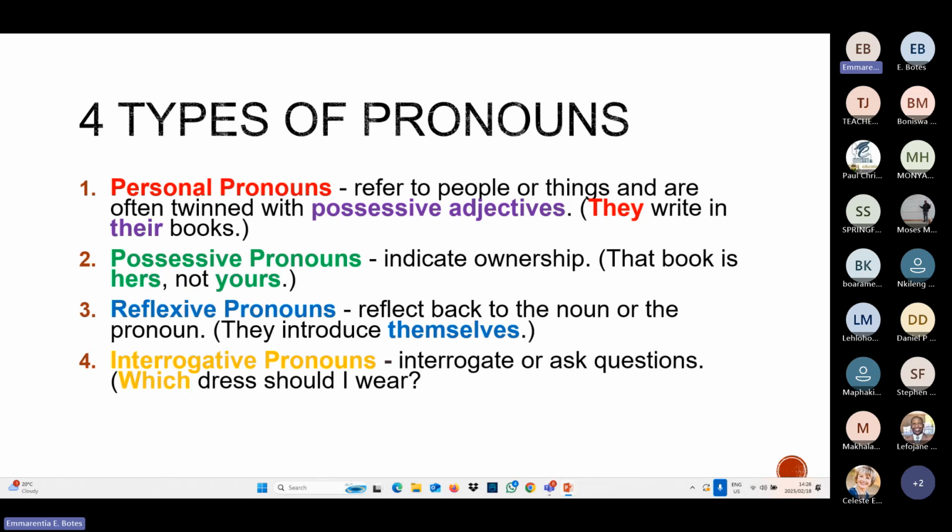You would have also noted that I put them in different colors so that you can remember that they are different. We have personal pronouns, possessive pronouns, reflexive pronouns, and interrogative pronouns. Those are the 4 types that we looked at today.